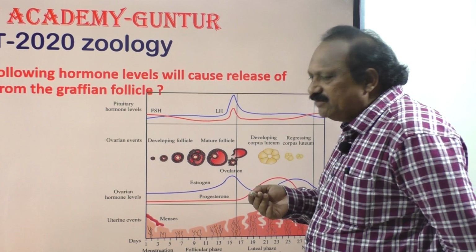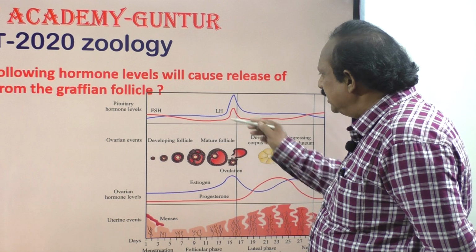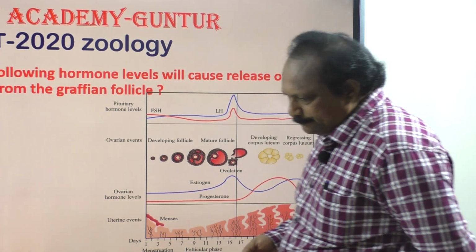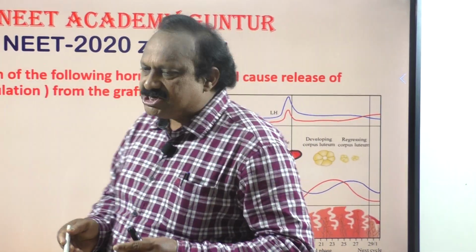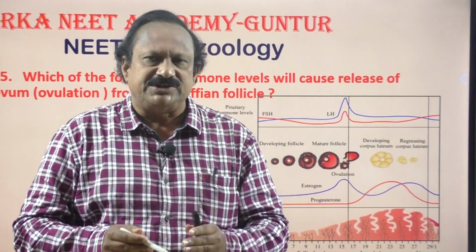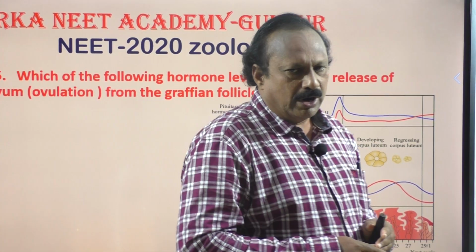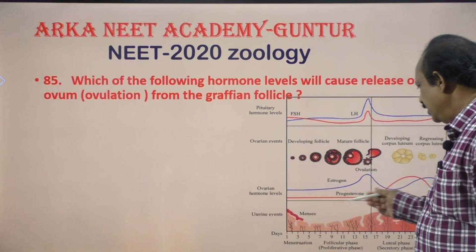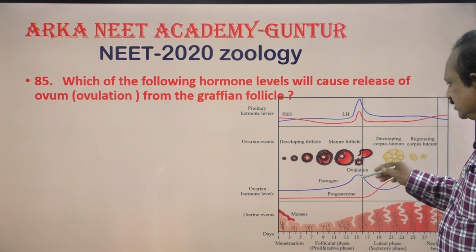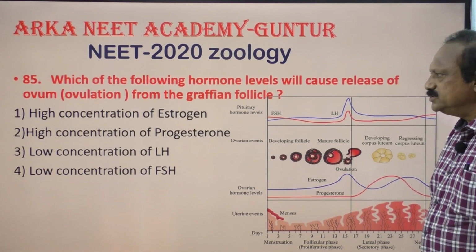So the rupture of the Graafian follicle takes place because of the higher level of the LH, and then FSH also at the higher level, and estrogen level is also very high. So 3 hormones concentration is very high during the period of the ovulation. This is the LH, FSH and estrogen. The progesterone level is low. Here the ovulation is because of the higher level of these 3 hormones.